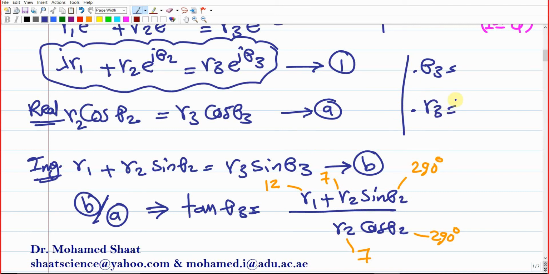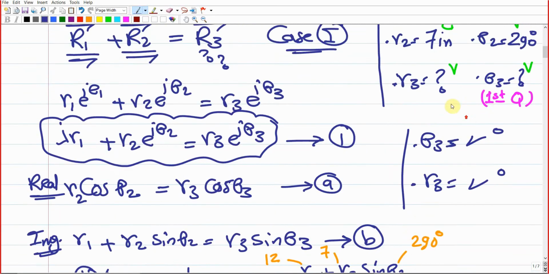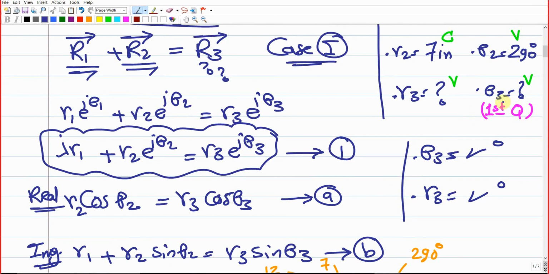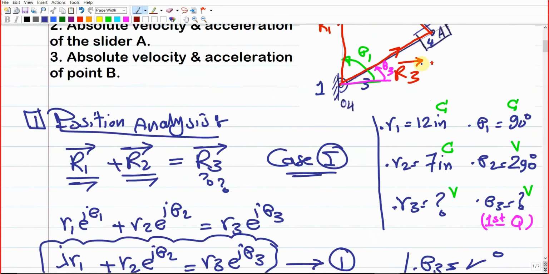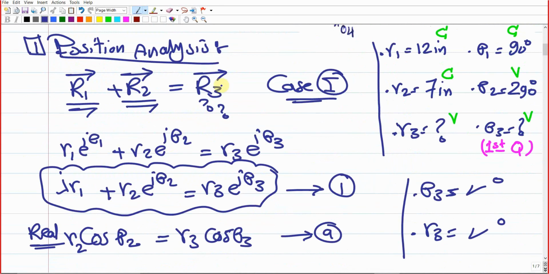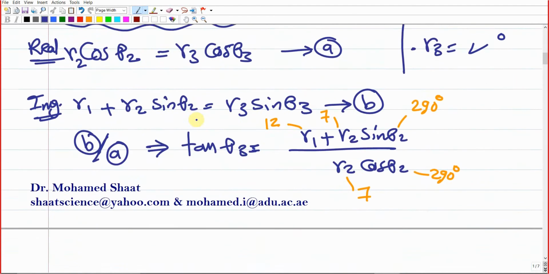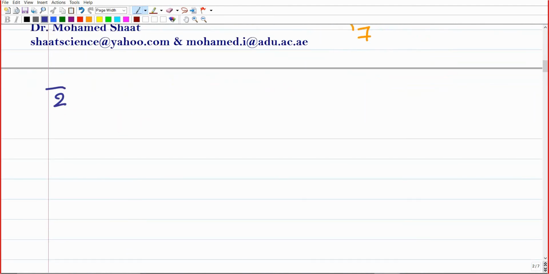Is there anyone who solved this problem? And how much is the theta 3 if you have your notes? Or it doesn't matter. You're going to get a value for theta 3, get a value for R3. Make sure that theta 3 should be located in the first quadrant as we indicated here. And that's it for the position analysis. Make sense? Then you're going to move to the velocity analysis, which is going to be the second step.